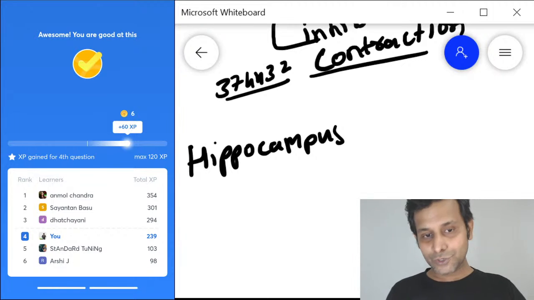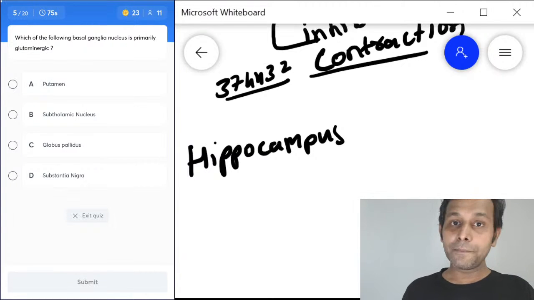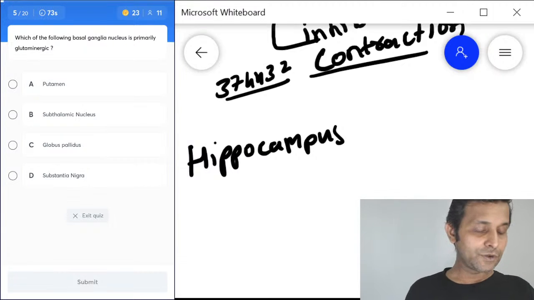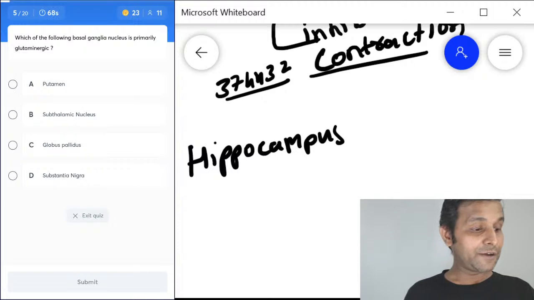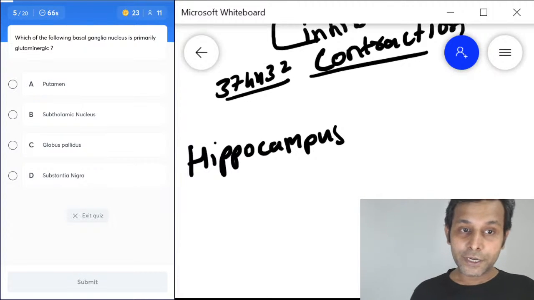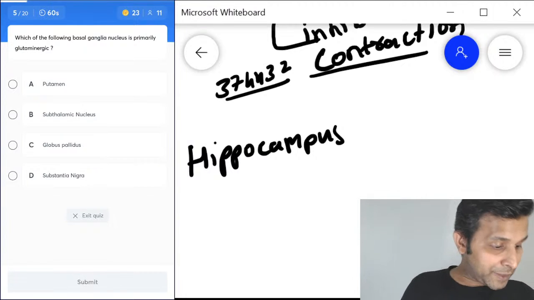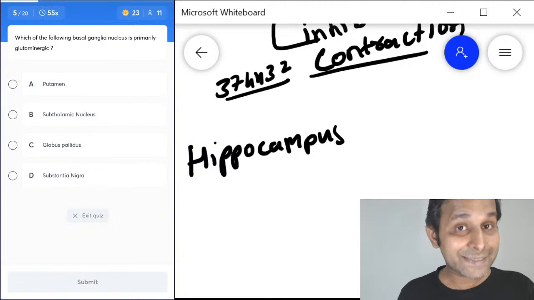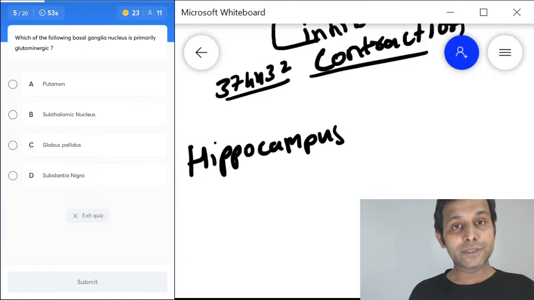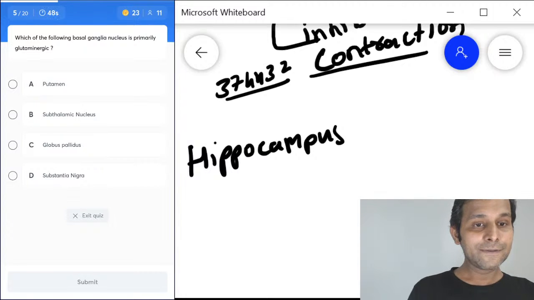Let us go to the next question. Which of the following basal ganglia nucleus is primarily glutaminergic? We have 5 nuclei in basal ganglia: caudate nucleus, putamen, globus pallidus, substantia nigra, and subthalamic nuclei. Remember, one of the nuclei which is primarily glutaminergic means it is causing excitation and not inhibition, which means it will excite GPI. Typically, I am giving the hint here.